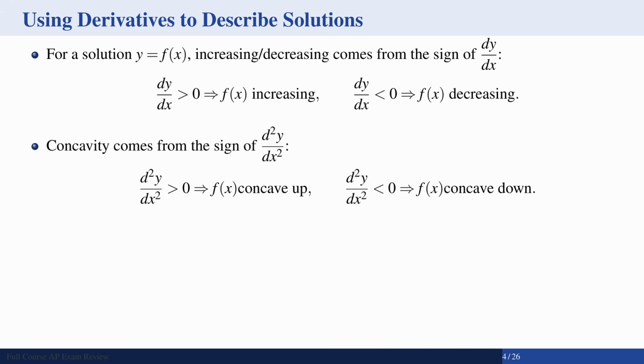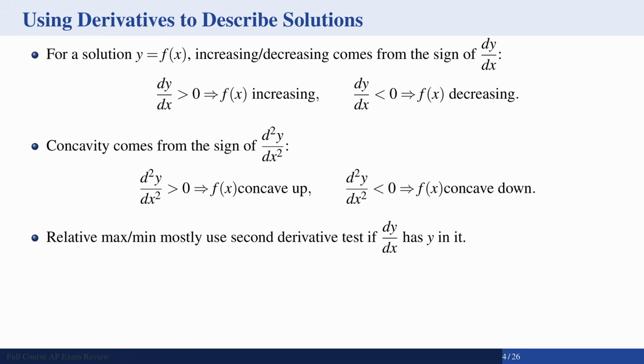Concavity is still the second derivative. So if you're trying to describe where the solution curves are concave up, you just set the second derivative greater than 0 and see what relationship you get. And concave down, you set the second derivative less than 0 and see what relationship you get. Relative maximums and minimums are mostly going to use the second derivative test if dy dx has a y in it. The reason for that is that it's really hard to make a sign chart if you have x's and y's. How are you testing to the left or the right of something? What is to the left or the right if you're in a plane type situation instead of a number line or a sign chart? So the second derivative test is really big with differential equations.